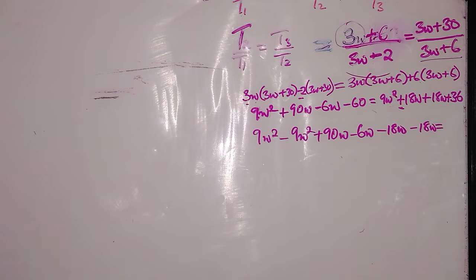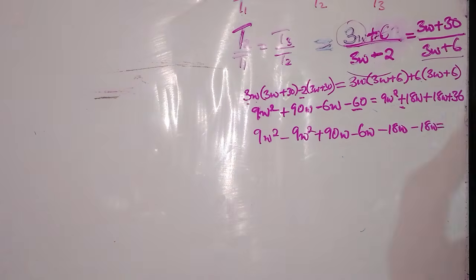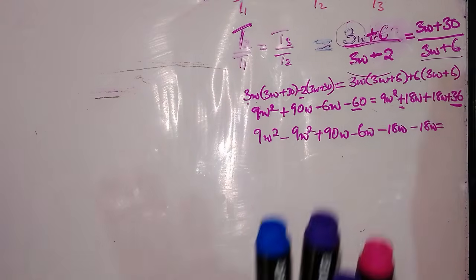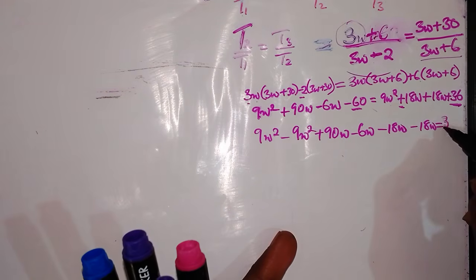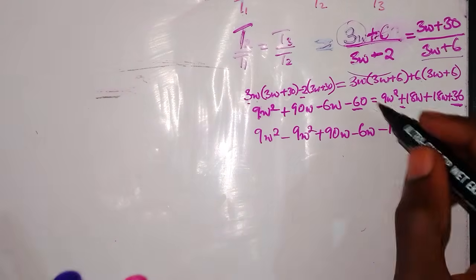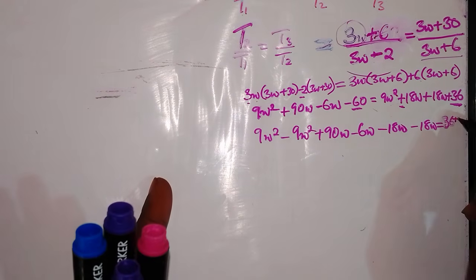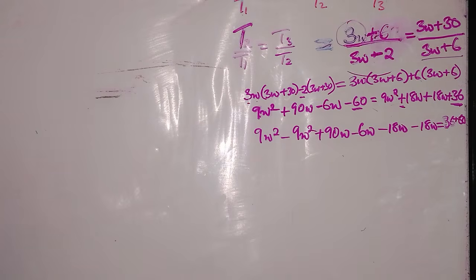So here on the other side, you are going to leave the numbers. This is where now the numbers will come into play. What are the numbers which are remaining? The only numbers remaining are negative 60 and 36. Since 36 is already on this side, we are just going to copy it the way it is. But since negative 60 is on the other side, once it crosses, it becomes positive 60.